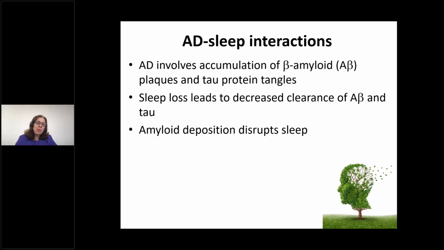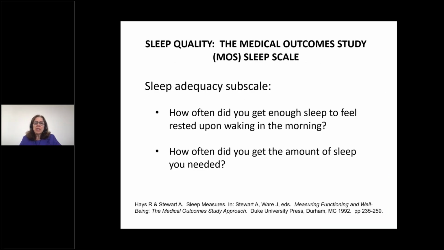Conversely, we know that amyloid deposition disrupts sleep. And we've done several studies looking at people who were at risk for Alzheimer's. These are relatively young people in their early 60s. And we've asked them questions like, how often do you get enough sleep to feel rested in the morning? And how often do you get the amount of sleep you need? And the more they responded negatively to these items, the more evidence we found for Alzheimer's pathology.